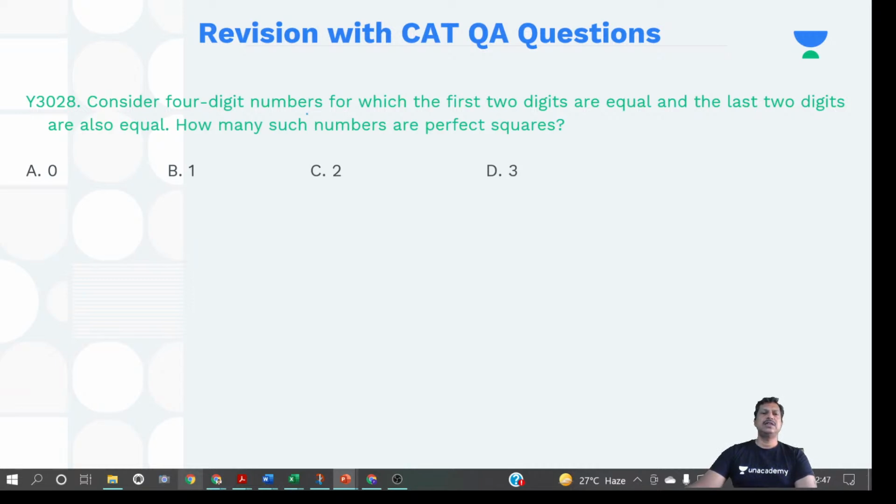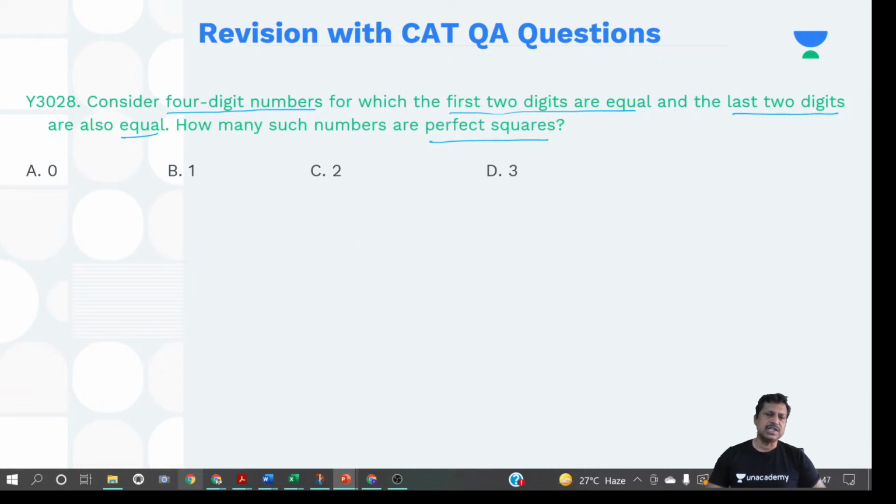Consider 4-digit numbers for which the first 2 digits are equal and the last 2 digits are equal. How many such numbers are perfect squares? So that means it is talking about a 4-digit number. The number should be a perfect square and the first 2 digits are equal and the last 2 digits are equal.